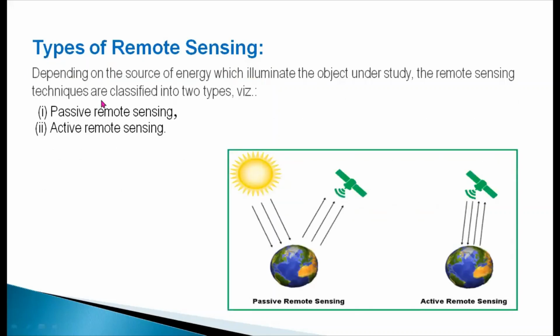Now there are two types of remote sensing depending on the source of energy which illuminates the object under the study. The remote sensing techniques are classified in two types. One is passive remote sensing, another is active remote sensing. Now we'll see what is meant by passive and active. So this is passive and this is the active remote sensing. You can see here. मैं आपको आगे जाके इसका बताता हूँ.